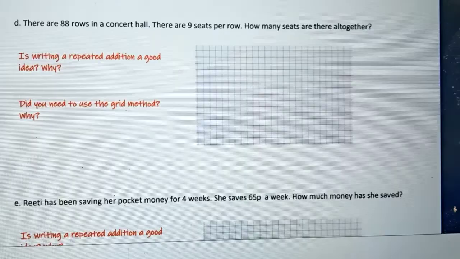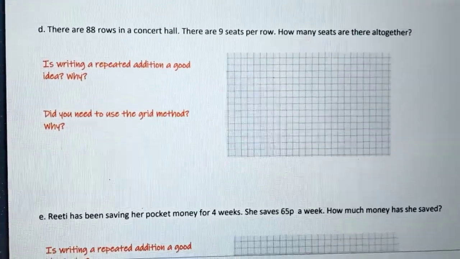Okay. Have a go at those on your own. If you can't work them out, give me another text message.